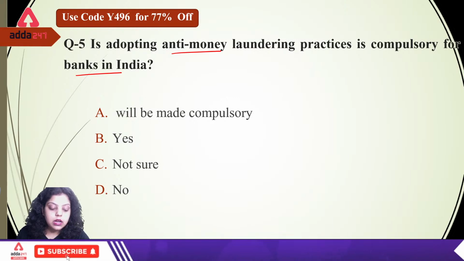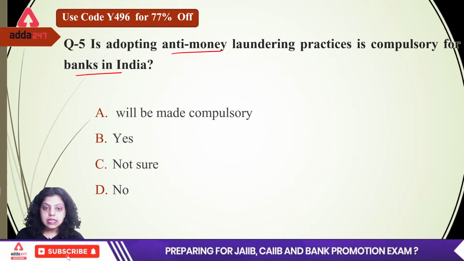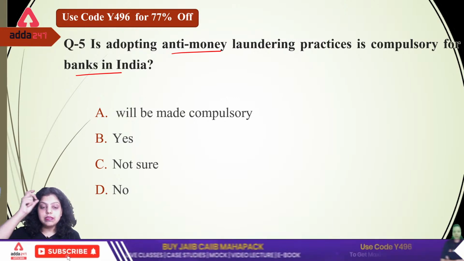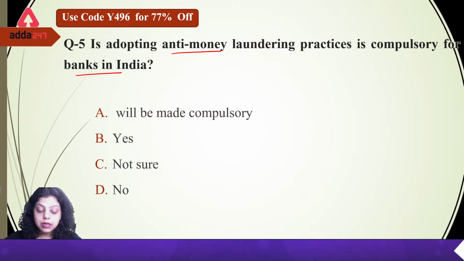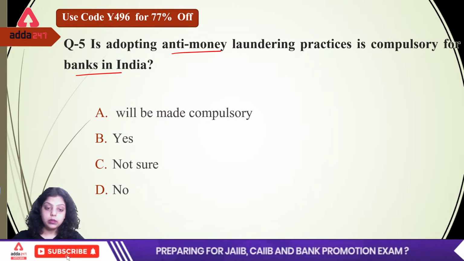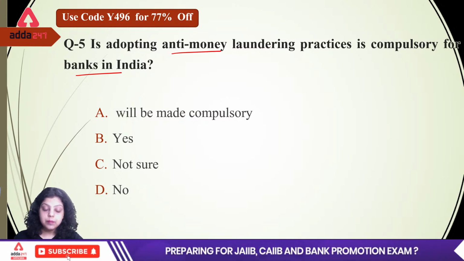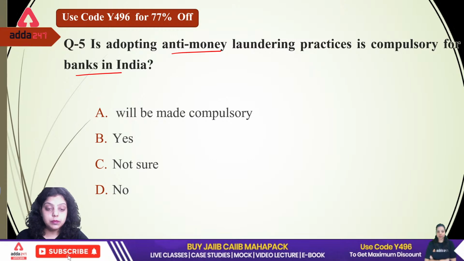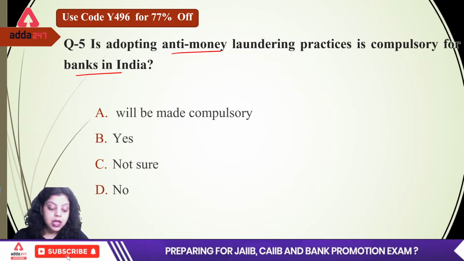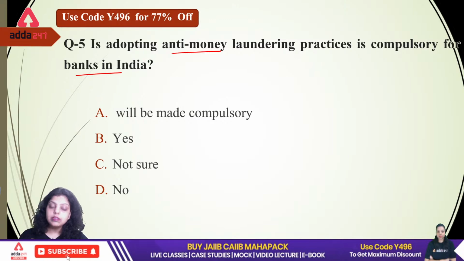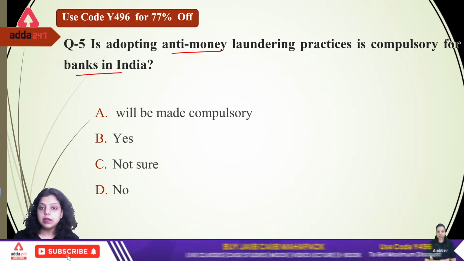So when we are talking about anti-money laundering practices, what are anti-money laundering practices? First of all, we have money laundering. Money laundering simply means conversion of black money into white money, conversion of dirty money into clean money, or we can say conversion of an illegitimate source of income to a legitimate source of income. So these are the terms we can use for money laundering. And to control money laundering, we perform certain activities, and those activities or regulations are known as anti-money laundering.